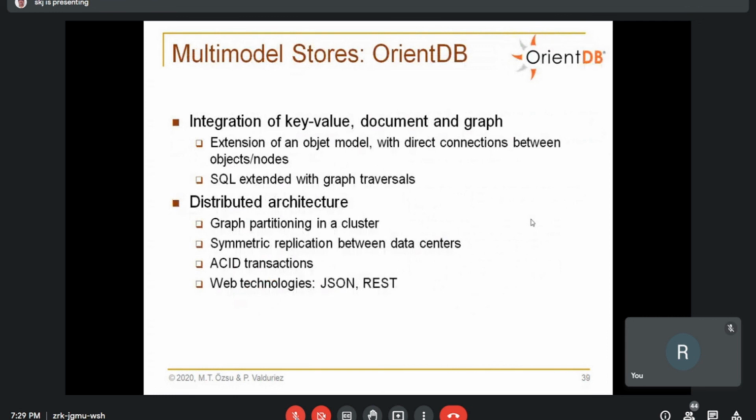Multi-model store: OrientDB, integration of key-value, document, and graph. More than one category of type has been incorporated. It is an extension of an object model with direct connections between object nodes, SQL extended with graph traversal. Distributed architecture, graph partitioning in a cluster, symmetrical replication between data centers, ACID transactions, web technology.